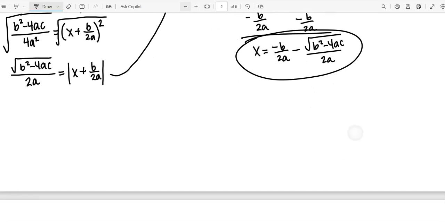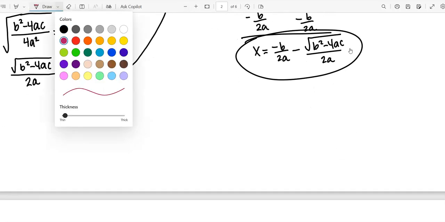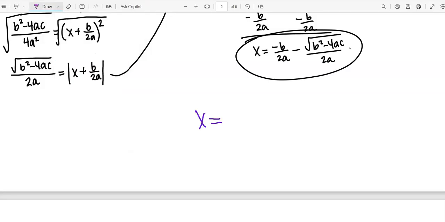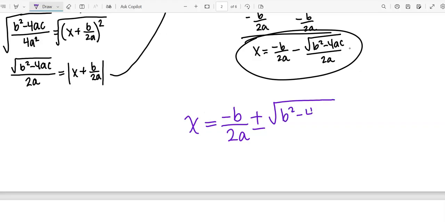If I wanted to write my solutions as one solution together, what would it say? What do they both have in common? They're both x equals. Do they both have negative b over 2a? Negative b over 2a. What's in the middle? Plus or minus, right? We had a plus in one and a minus in the other. And then we had the square root of b squared minus 4ac over 2a.